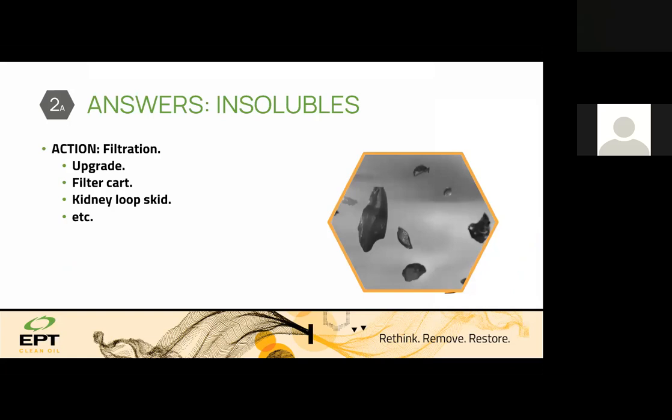Sometimes we have an inline filter. We need to look at the filter selection. Most of the filtration companies offer upgrades. They'll take the data of the flow and of the temperature, of the pressures in the system, or, let's say, an offline filtration unit.